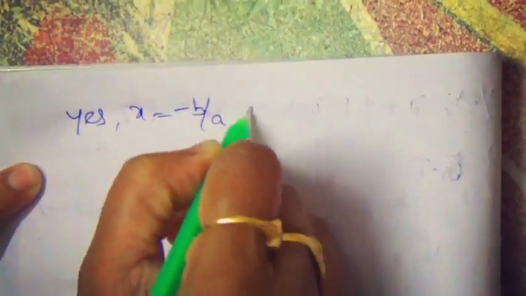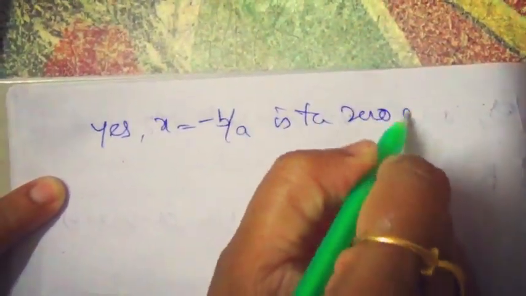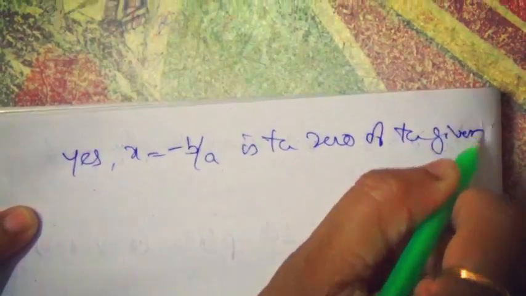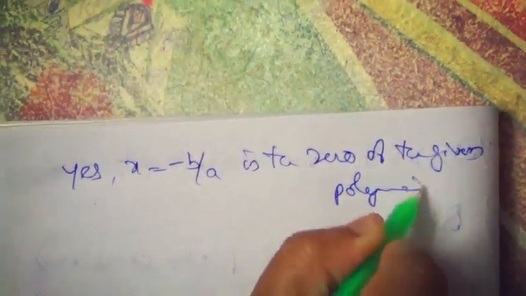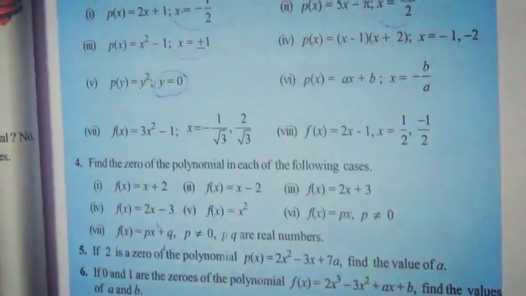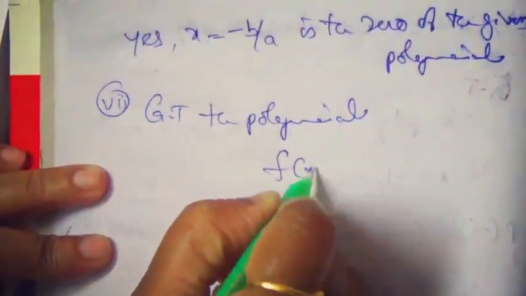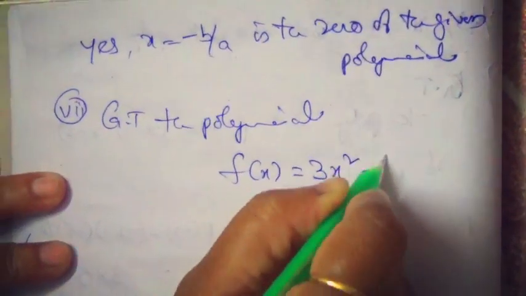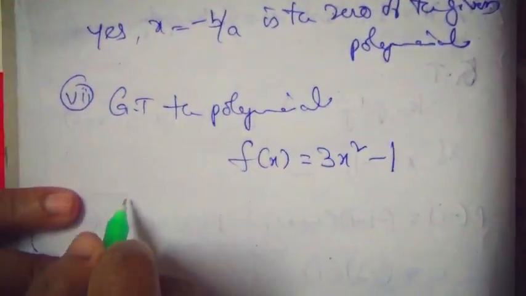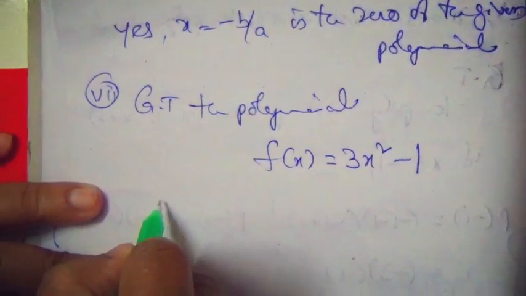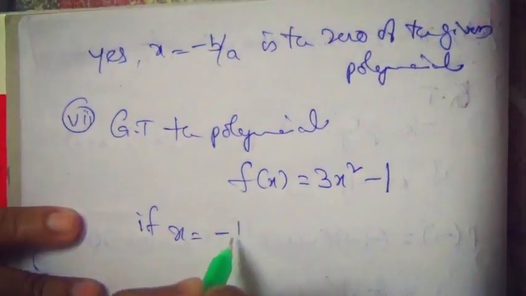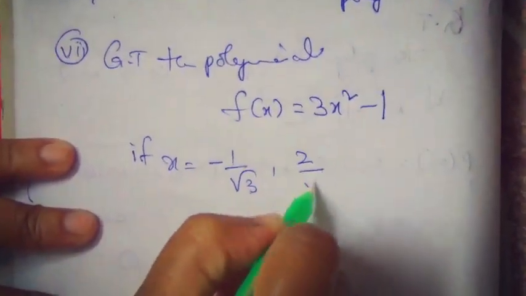So x is equal to minus b by a is the zero of the given polynomial. So next sum, that is the seventh one. Given that the polynomial f of x is equal to 3x square minus 1. Two values are given for this. So first, x is equal to minus 1 by root 3, comma 2 by root 3.